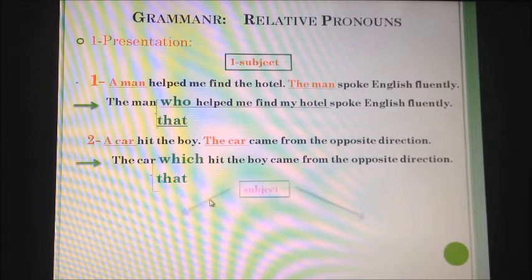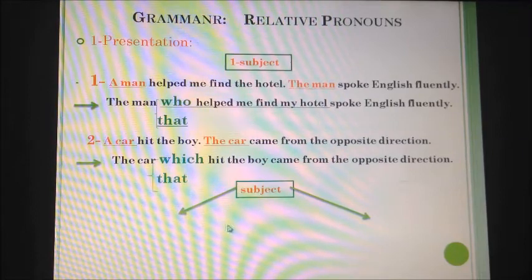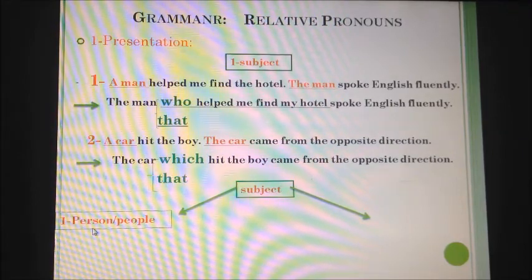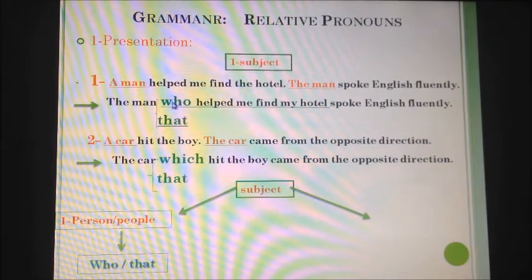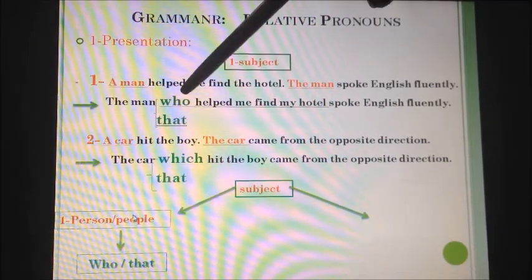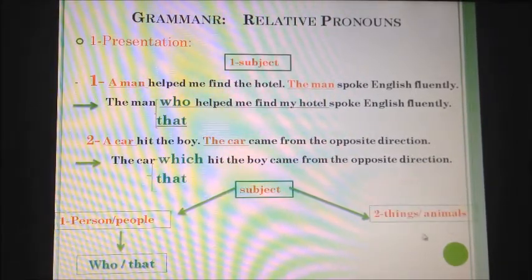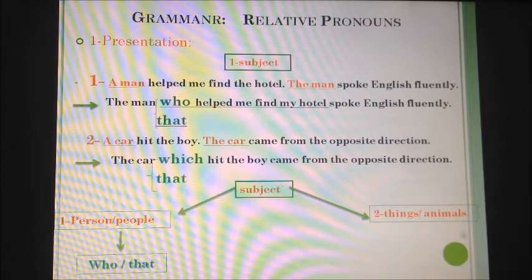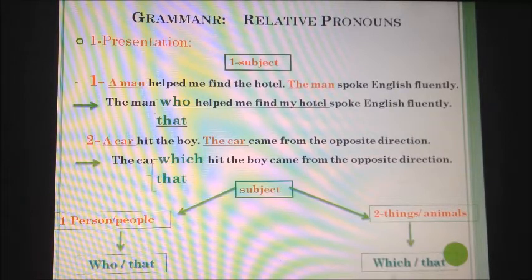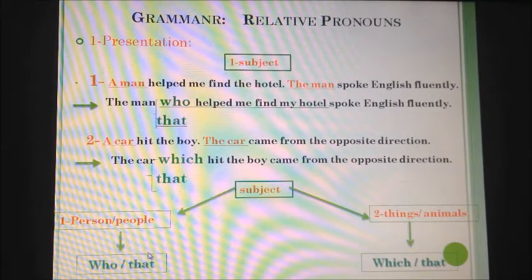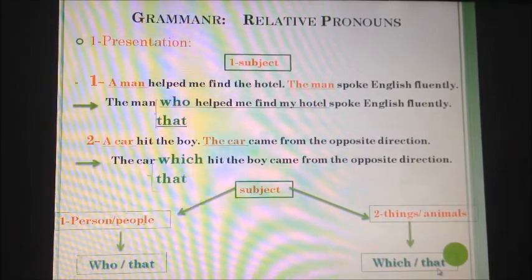So, conclusion: if we have a subject, and it is a person or people, plural, as in this example, we use who or that. If it is things or animals, جماد, as you can see, we use which or that. So notice that that can be used with both people and things.